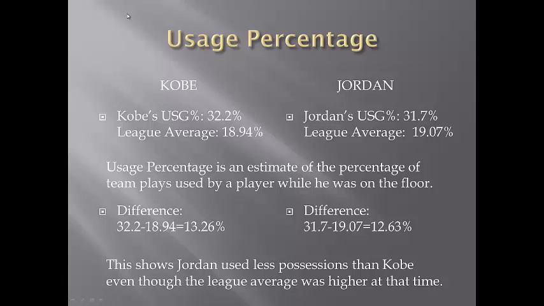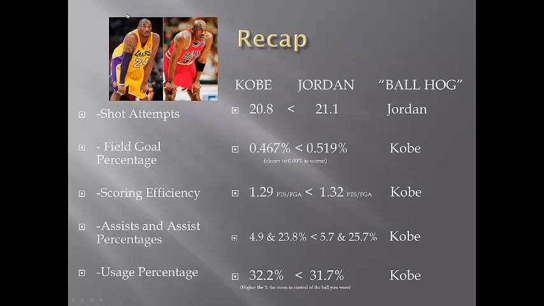Kobe still has more usage percentage, which means the ball's in his hand. This shows Jordan used fewer possessions than Kobe, even though the league average was higher at that time. Hence why I did the difference. Just to recap, Kobe's column, Jordan's column, and determine who's the ball hog.